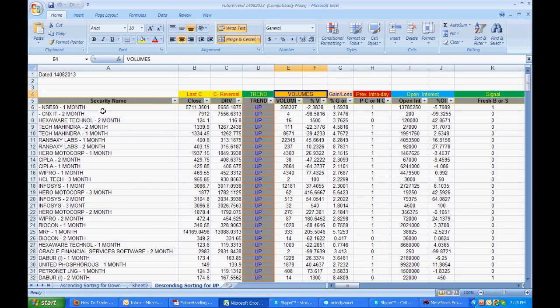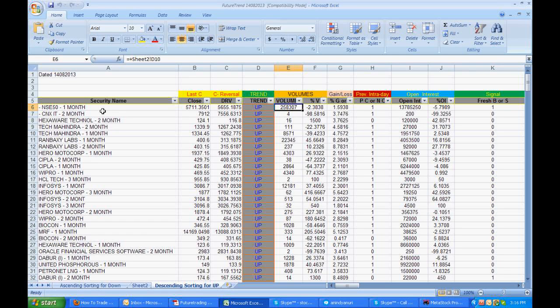Volumes. These are the volumes which were created yesterday, after the end of the market. So this is actual volume traded. Percentage V is comparing yesterday's volume, the previous day's volume. As I said, we are only concerned with the previous day's volume. We are not looking at the overall historical volumes.